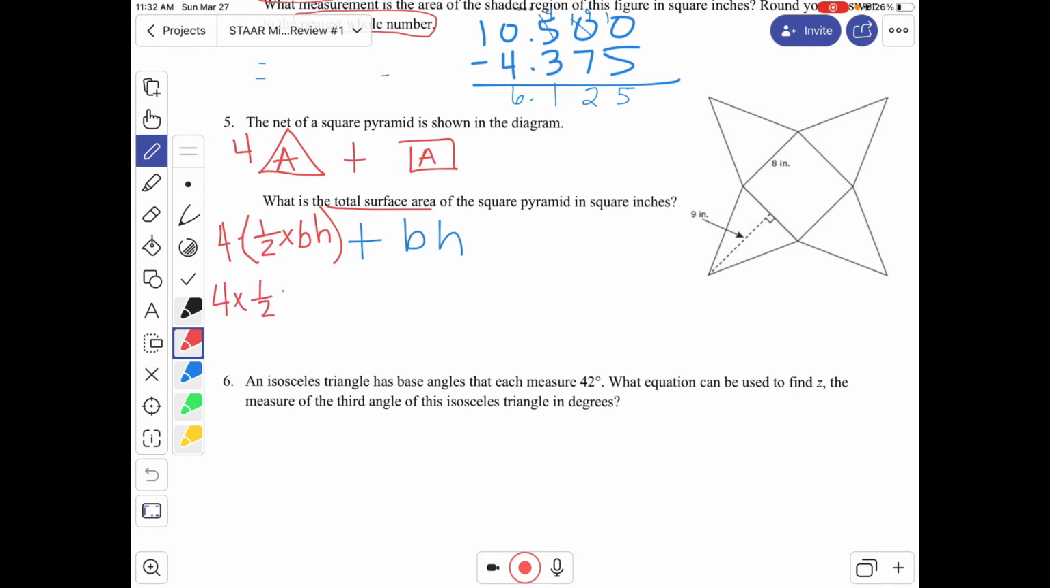4 times 1/2 times the base of the triangle. Since it's a square, all the sides are the same, so the base of the triangle is 8 and the height is 9. Plus the base of the square is 8, and since it's a square, the height is also the same. Remember, you can simplify that 2 with another even number, which leaves me with 2 times 8 times 9.